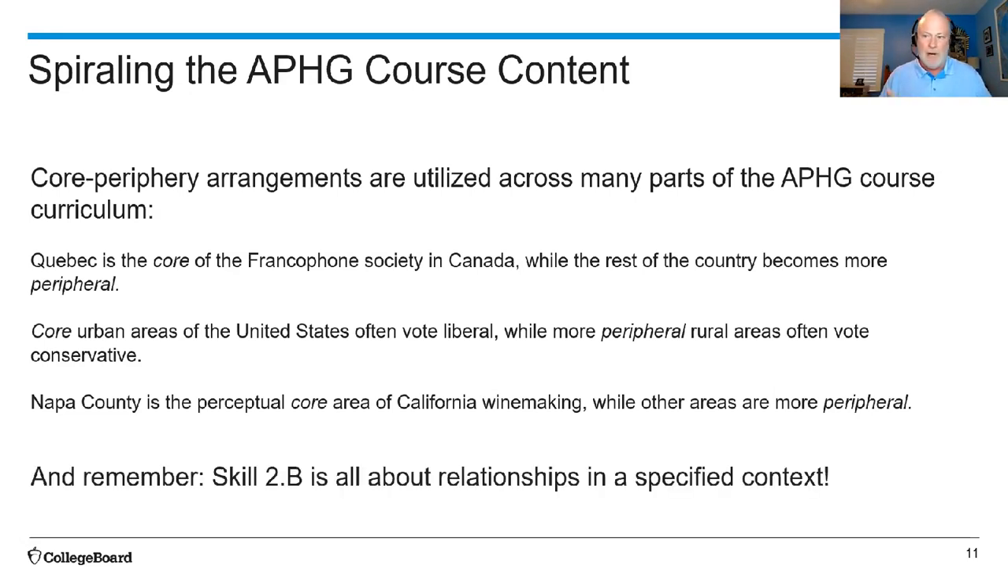Okay. So remember, I said this earlier, skill 2B is all about those relationships in specified contexts. Look at what I did there. I gave you a specified geographical spatial context for each of those kinds of topics. We talked about Quebec and French Canada. We talked about cities and rural areas in the United States. We talked about Napa County in California, right? Again, remember, our test is going to be topic based, but you got to have those skills. And remember, the course spirals all the way from Unit 1 out to Unit 7.